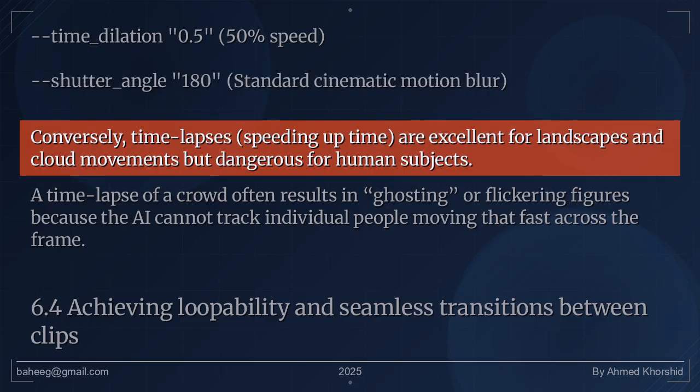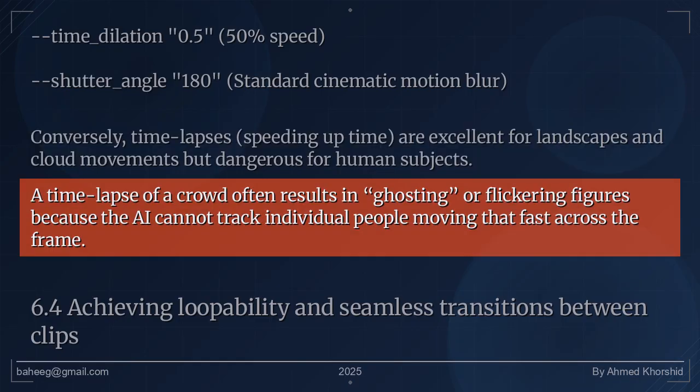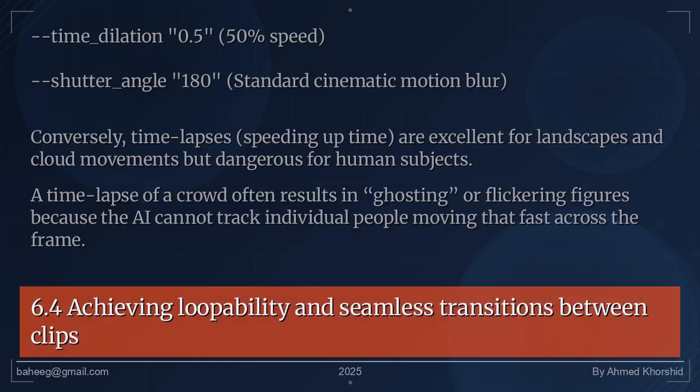Conversely, time-lapses, speeding up time, are excellent for landscapes and cloud movements but dangerous for human subjects. A time-lapse of a crowd often results in ghosting or flickering figures because the AI cannot track individual people moving that fast across the frame.